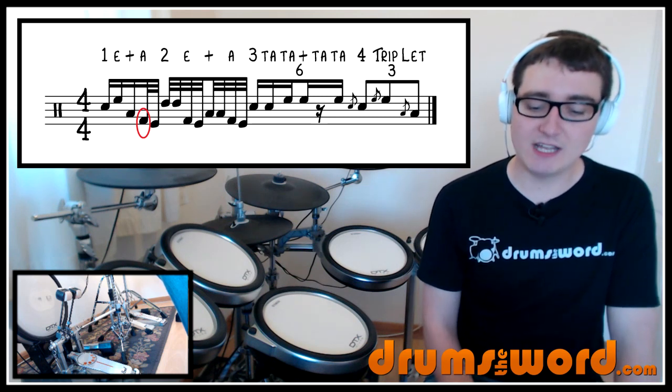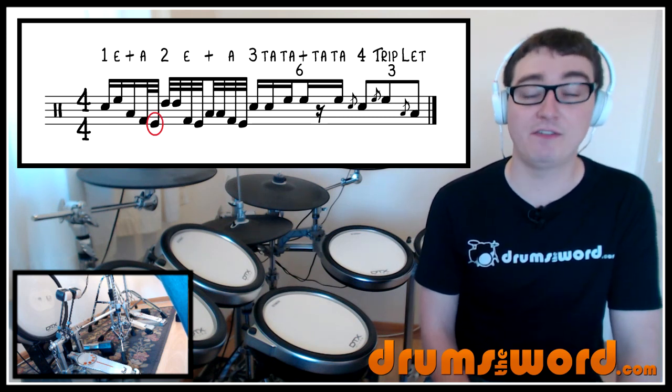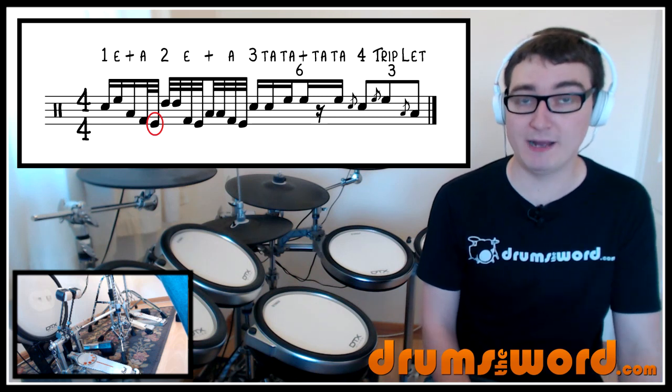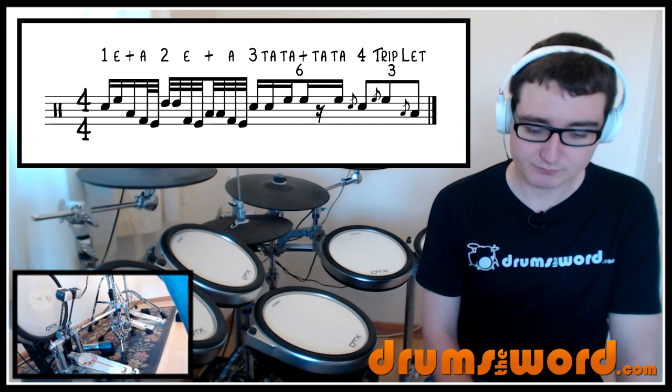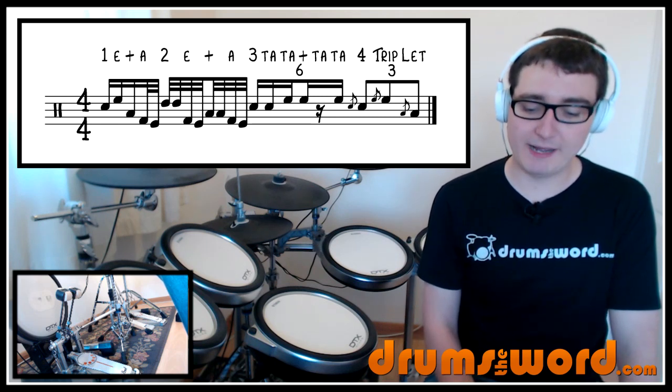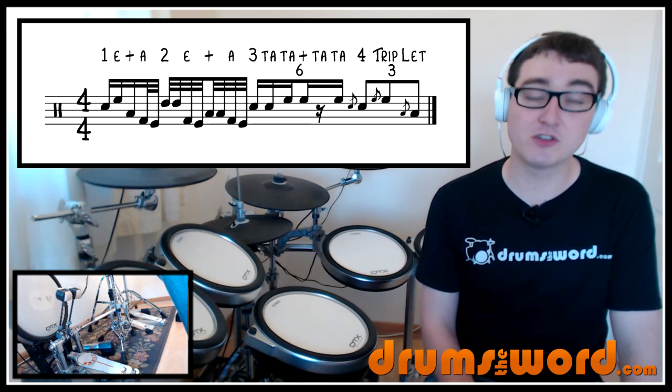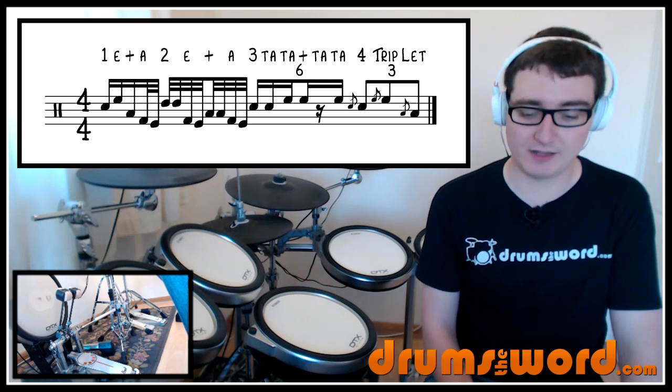And the second note written here is supposed to be played with the other foot or the other pedal on your double bass drum pedal. If you've got 2 bass drums, then obviously you're playing the other bass drum. If you don't have a double bass drum pedal, then you would obviously try to play both notes with just the one pedal if you came across a piece of music like this.